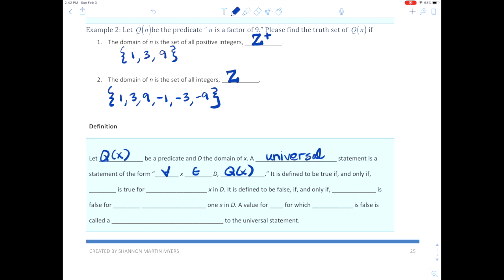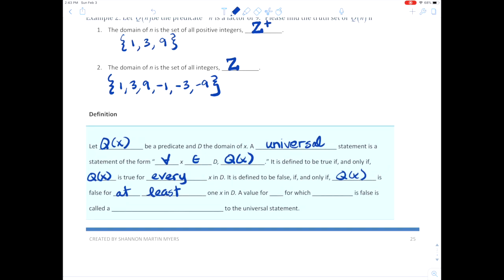It is defined to be true if and only if Q of X is true for every X in the domain, every X. So no matter what, this predicate is true. It is defined to be false if and only if Q of X is false for at least one X in D. And this is where we come to counterexamples. They're very, very powerful in proof. To show that something is not true, all you need to do is provide a numeric counterexample. So a value for X for which Q at X is false is called a counterexample to the universal statement.